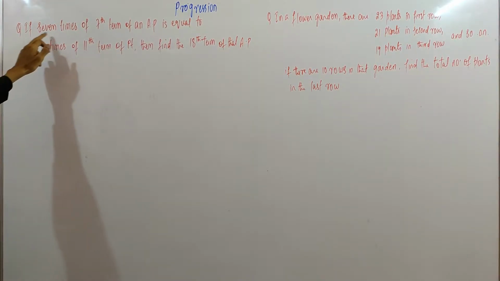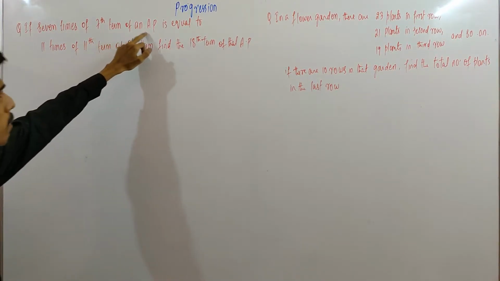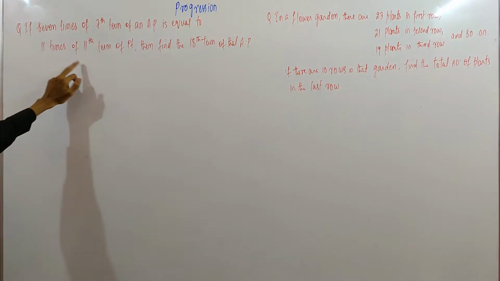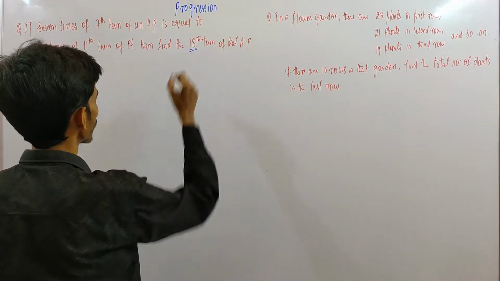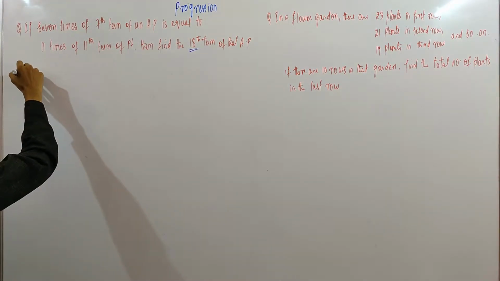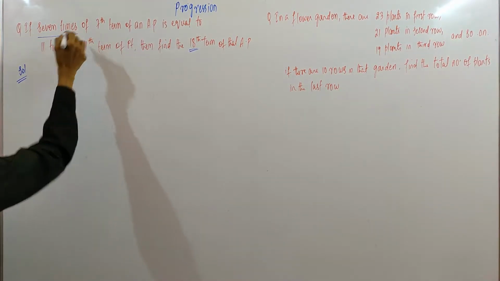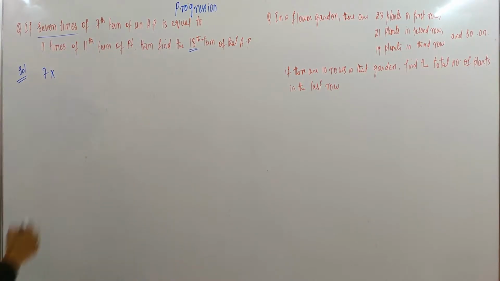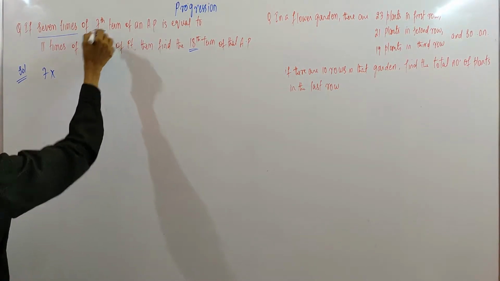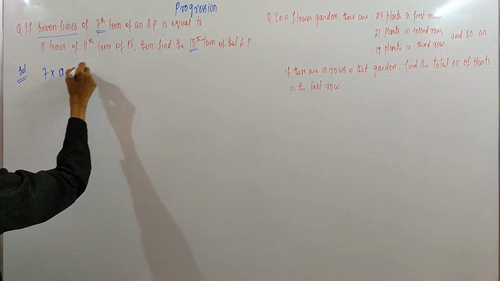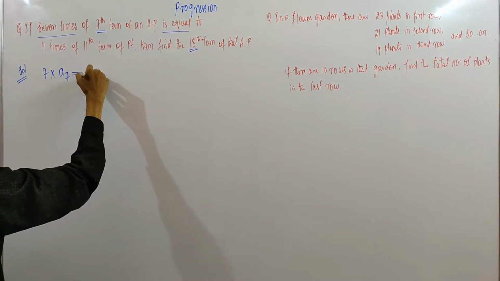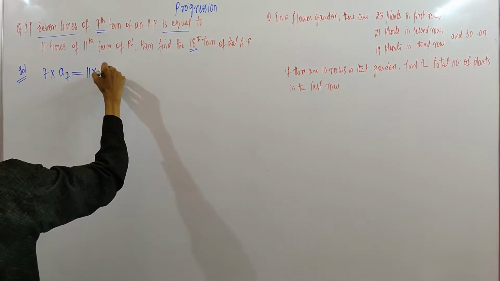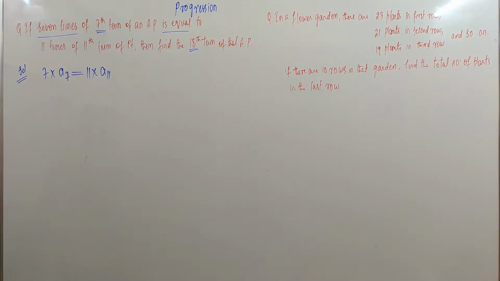The given question is: if 7 times the 7th term of an AP is equal to 11 times the 11th term of it, then find the 18th term of that arithmetic progression. So let us write what is given in the question. We have 7 times the 7th term, the 7th term is denoted by A7, is equal to 11 times the 11th term, A11. This is the statement given in the question.